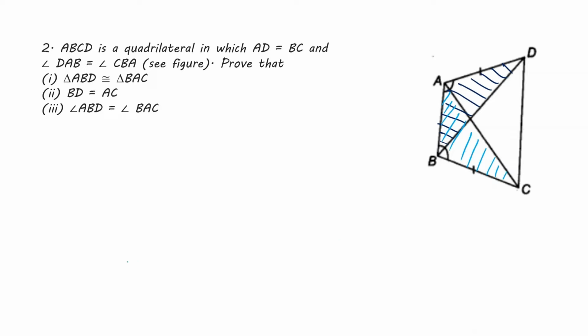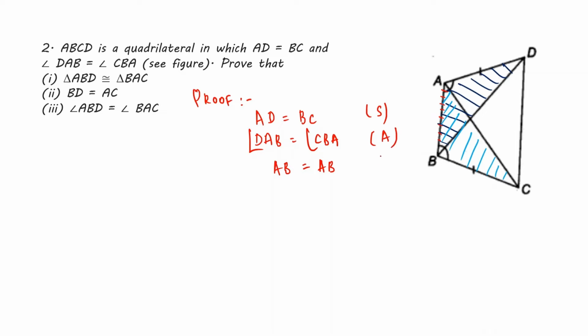Let's compare both of these triangles. Do you find anything common between both the triangles? Yes, there is. We could see that side AD equals side BC, which is given already. Also, we could see that angle DAB equals angle CBA. Looking at the diagram, we find that side AB is common in both the triangles. Thus, AB equals AB. Now, what congruency is this? Side, angle, side. Thus, by SAS congruency, we could say that triangle ABD is congruent to triangle BAC.